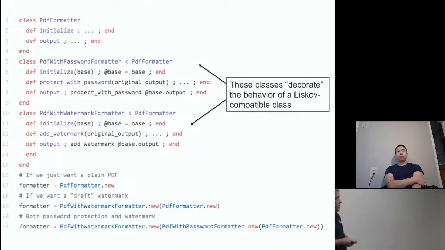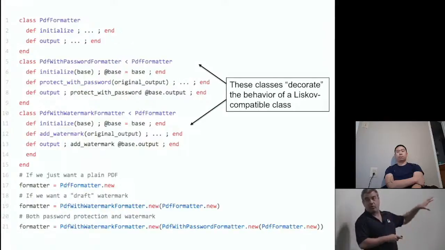So these two classes have the same class signature, right? PDF with watermark formatter is a subclass of PDF formatter. So anywhere that it's legal to use one of these, it is legal to use one of these. We'll talk about that more in detail later. That's called Liskov substitution. But intuitively, I think you get the idea, right? Every instance of PDF with watermark formatter is also an instance of PDF formatter.